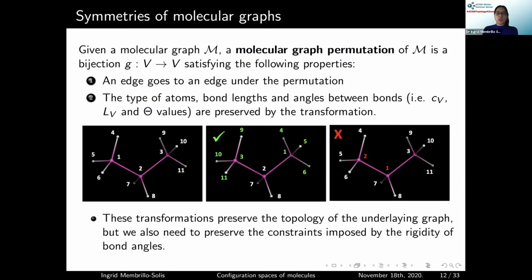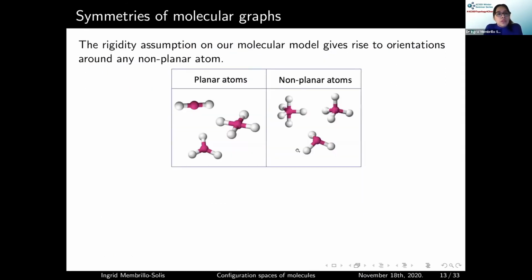Okay, so what is interesting about these transformations is that they preserve the topology of the underlying graph. And also, because of the angle constraints that we are imposing, this permutation must also preserve the rigidity of the bond angles. Maybe here we cannot see it, but we need to define other functions to see how this permutation must preserve this rigidity of the angles between bonds.